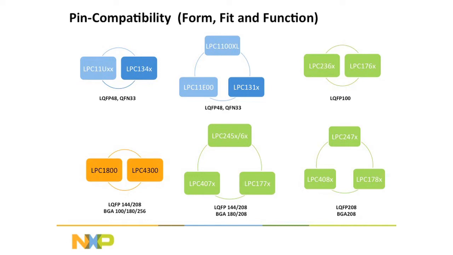And then the other thing we do to try to make it easy for you is give you these bridges. So we have form, fit, function replacements between different cores. So in the upper left-hand corner there, you see the 11U and the LPC 13.4, pin-compatible M0, M3 solutions. So you need a little more performance, you can move to the 72 megahertz M3. You want the lowest power consumption, you move to the M0.